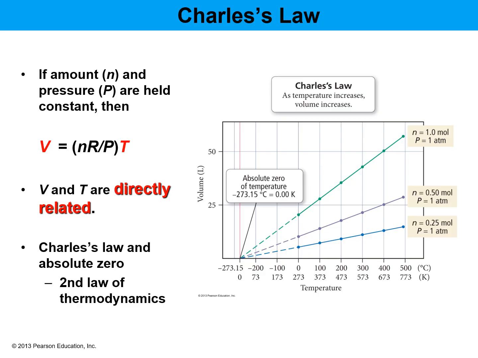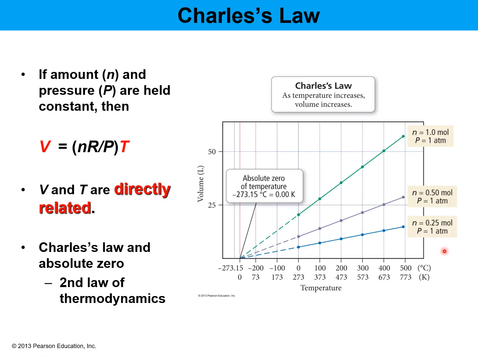Still, to explain Charles's law, we need to look at the ideal gas formula. PV is equal to nRT, and if the amount n and pressure are held constant, then V is equal to nR divided by P times T. In this case, we can see that V and T are directly related. That means when you increase V, you also have to increase the T value.